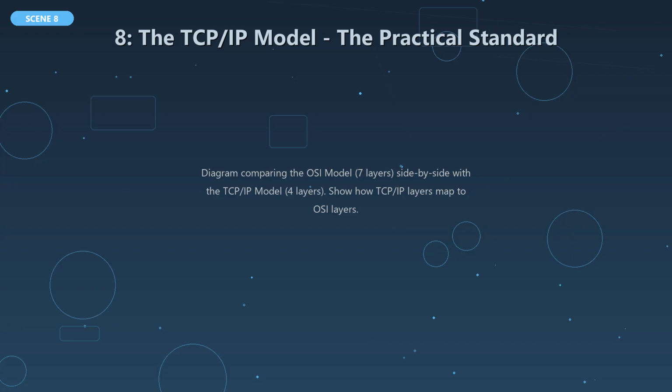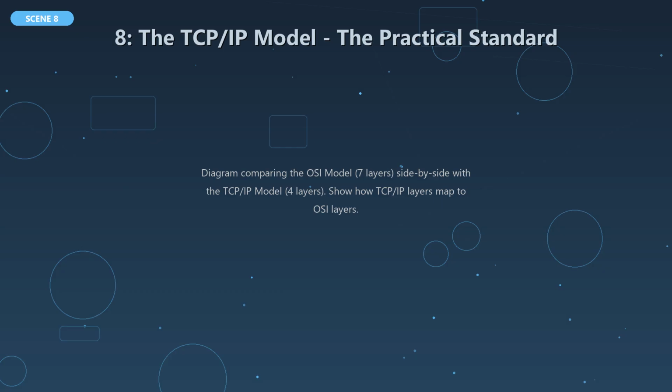3. Internet layer. This layer corresponds directly to the OSI network layer. Its main job is logical addressing and routing of packets across different networks. The Internet Protocol, IP, is the most crucial protocol at this layer, responsible for assigning addresses and ensuring packets find their way to the correct destination, often across multiple hops.